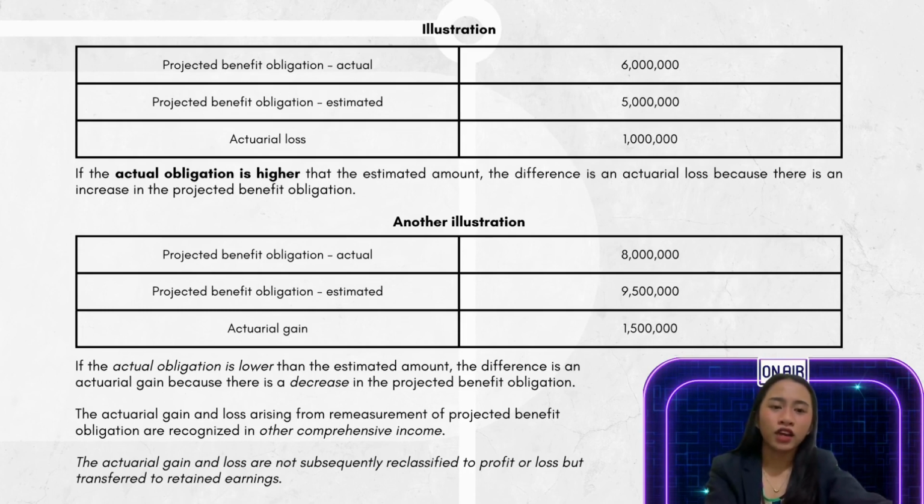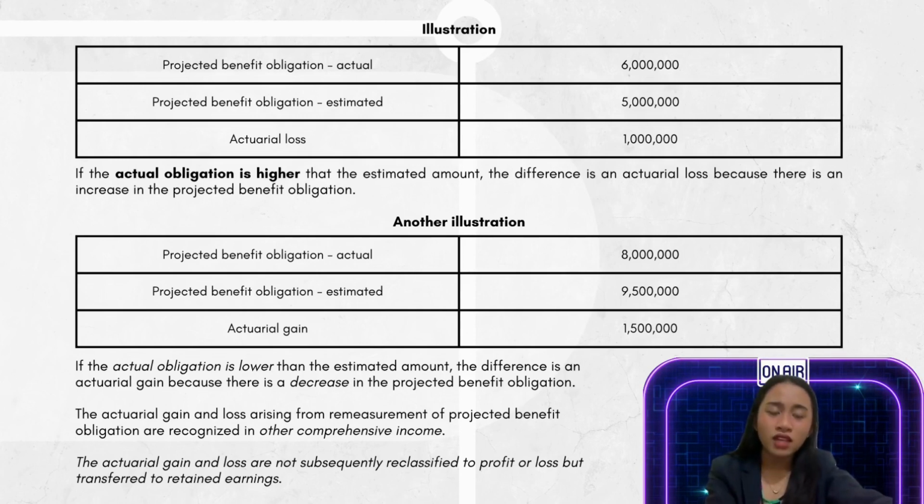Ngayon naman, magkaroon tayo ng illustration on how to get the actuarial gain. So, we have an actual projected benefit obligation of 8 million less the estimated projected benefit obligation of 9.5 million. So, magkakaroon tayo ng actuarial gain of 1.5 million. So, kung mas mababa ang actual obligation kaysa sa estimated amount, the difference is an actuarial gain dahil nga may decrease sa projected benefit obligation.